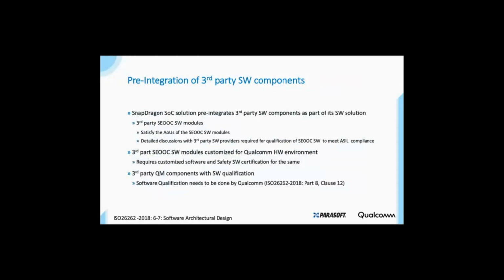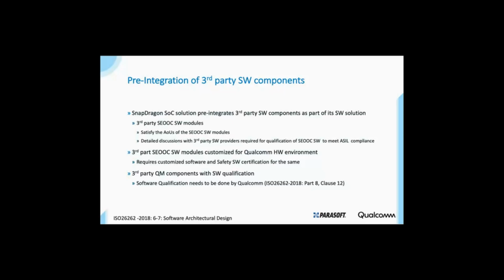Okay, so once we got into the architecture and design and went towards implementation, one of the challenges is pre-integration of third-party software components. As I mentioned, we had third-party operating systems and other third-party software. These basically fell into 3 categories. One is third-party SEooC software modules. These are operating systems like QNX, for example. They have their software module as a SEooC. They have the safety manual and assumptions of use. And typically, they don't change their software to fit our needs. They just come kind of out of the box. Even though we did have a lot of detailed discussions and had to make minor changes to them, predominantly, we have to satisfy their requirements by accommodating all of their assumptions of use. So this is one set of software we had.